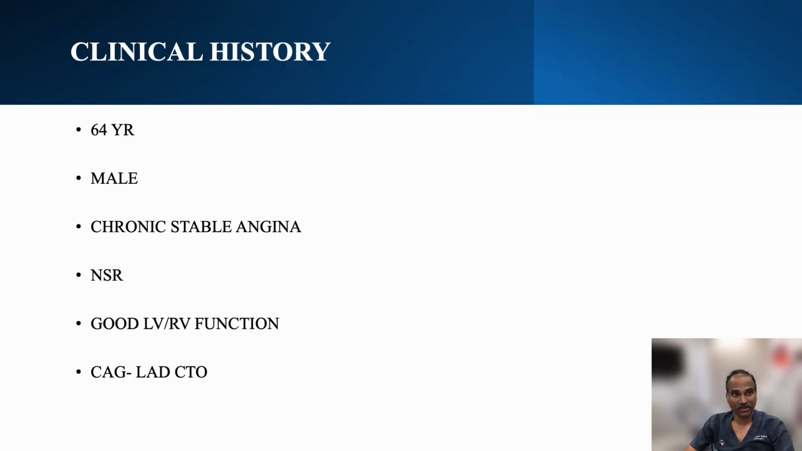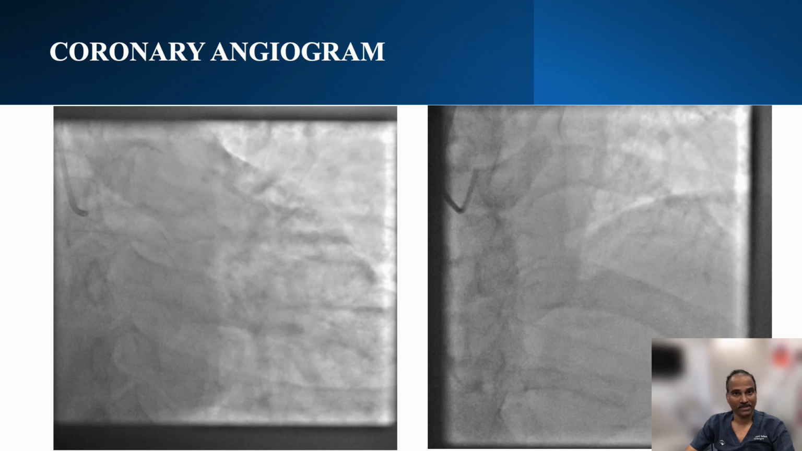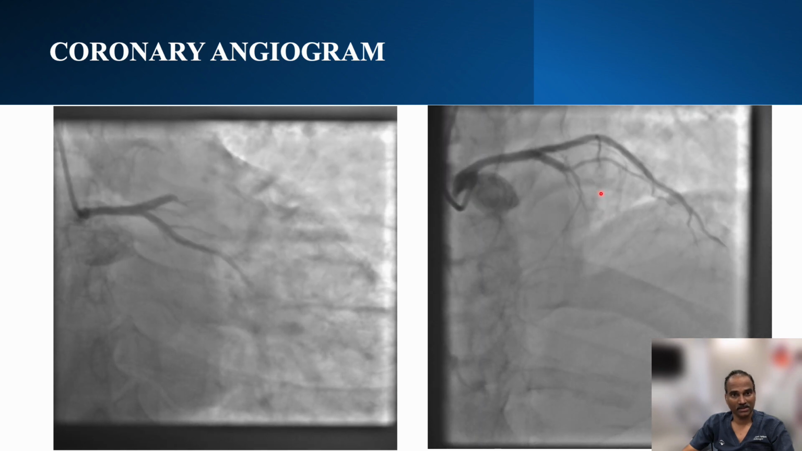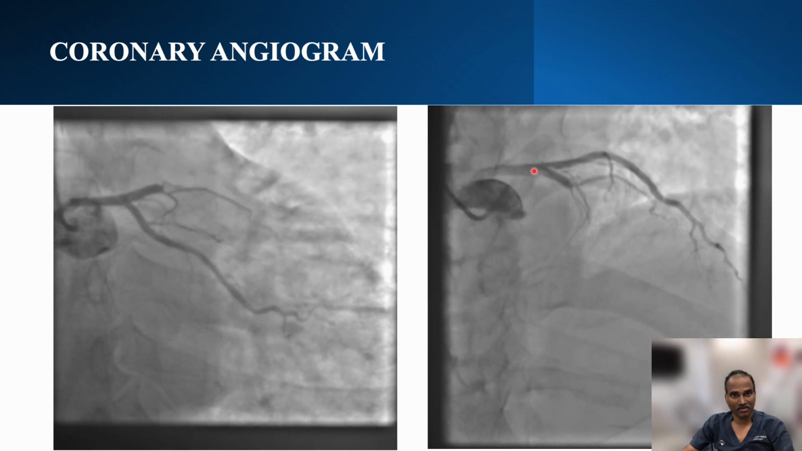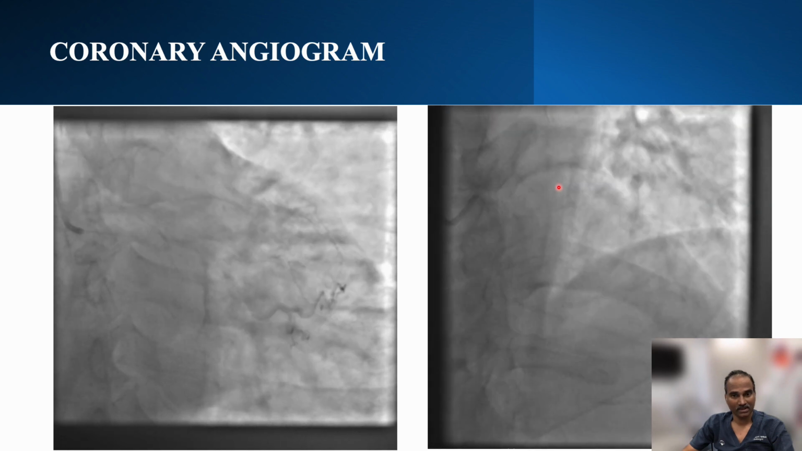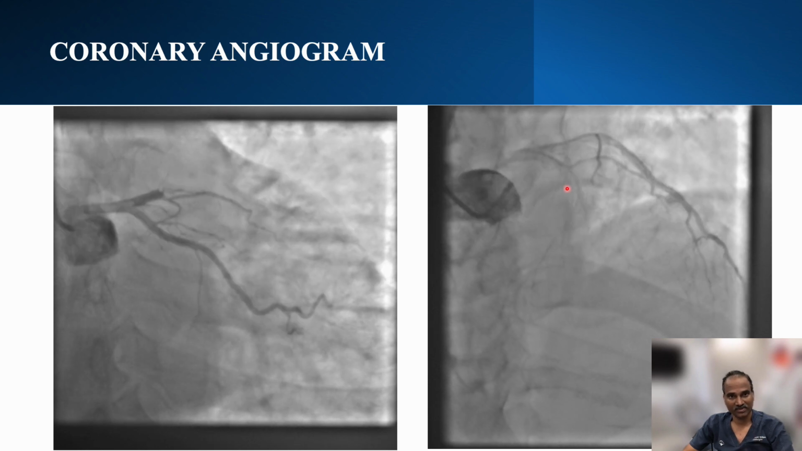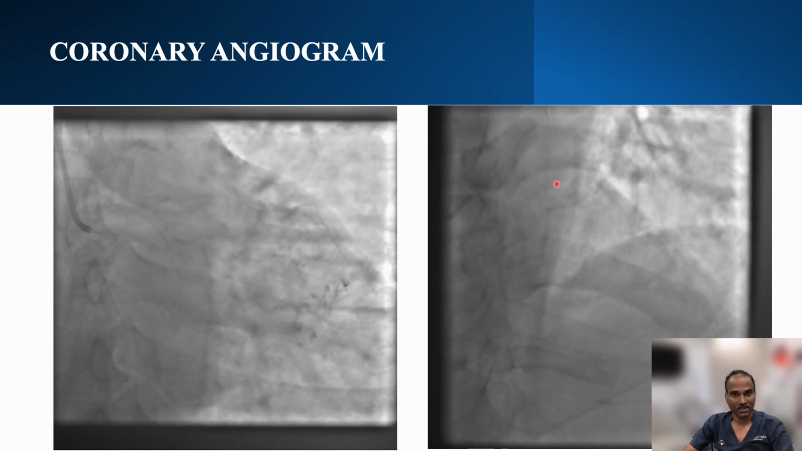My patient is a 64-year-old male with chronic stable angina and good LV function. He had an LAD CTO on angiogram. This is the coronary angiogram, which showed a total occlusion of the mid LAD, and you can make out a couple of branches coming out at the proximal cap of the CTO, and the cap is completely ambiguous.